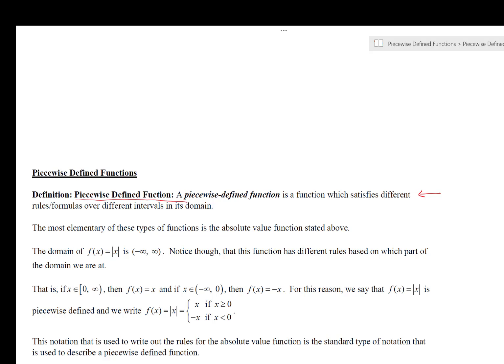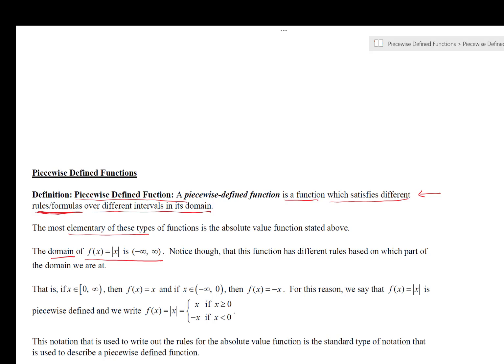Piecewise defined function. It's a function that satisfies different rules or formulas or whatever it is on different intervals on its domain. So it behaves differently depending on which input you're talking about. We just saw the most elementary of these types, and that is the absolute value function. Now, it's always defined. No matter which x value we plug in, we can find the absolute value of that. Hence, the domain is all real numbers from negative infinity to infinity.